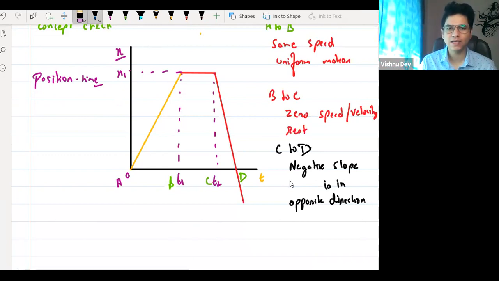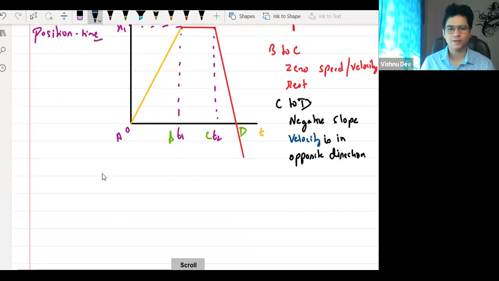So this is, yes, this is not your distance time graph. This is your displacement time graph. तो ये मुझे समझ में आ गया. This is a displacement time graph.